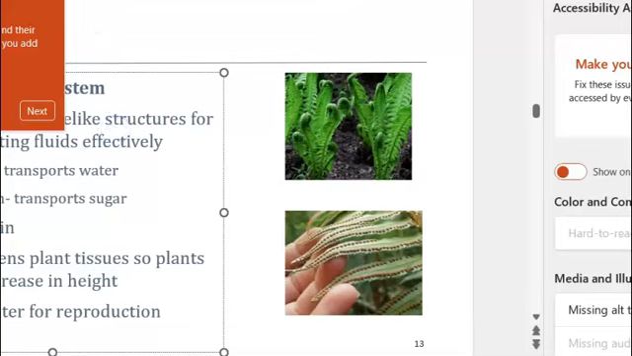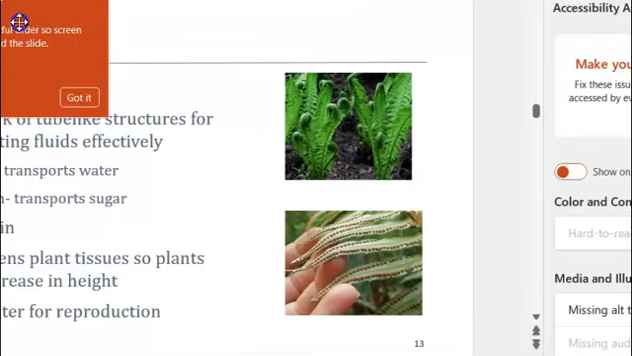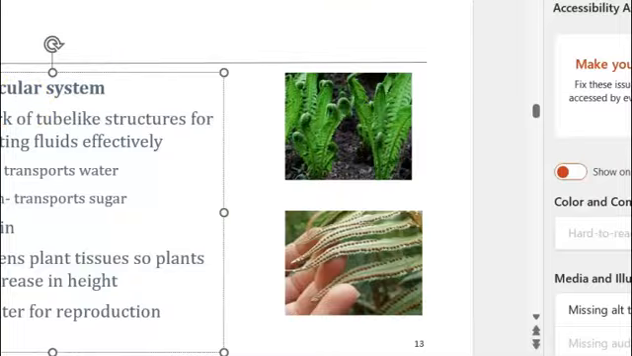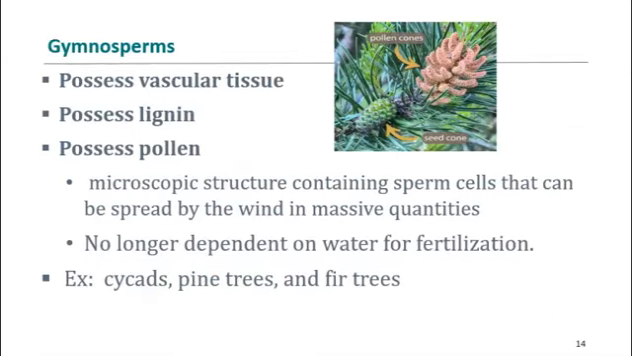Next up, we have the gymnosperms. The gymnosperms are a lot larger than the ferns.